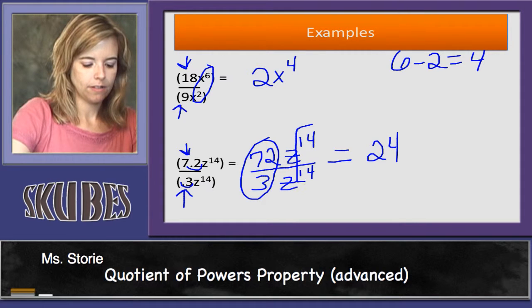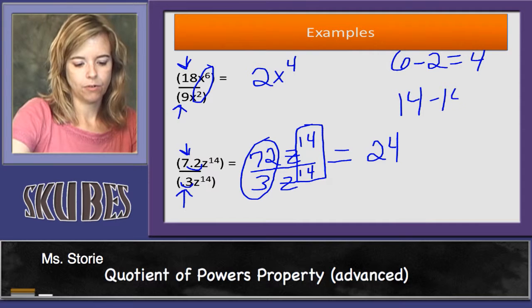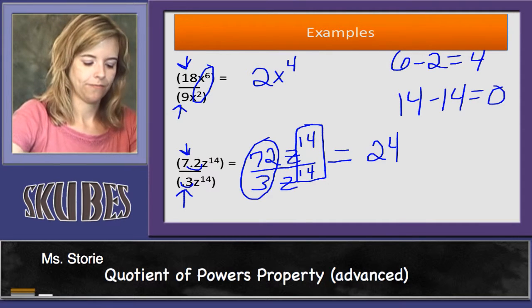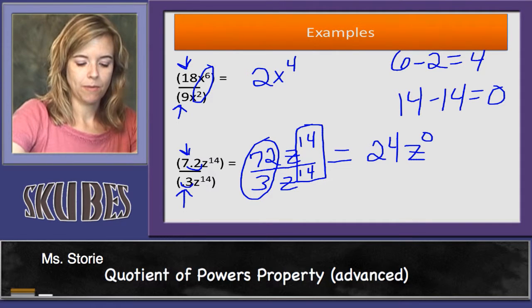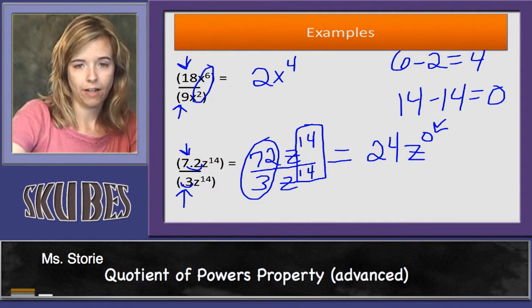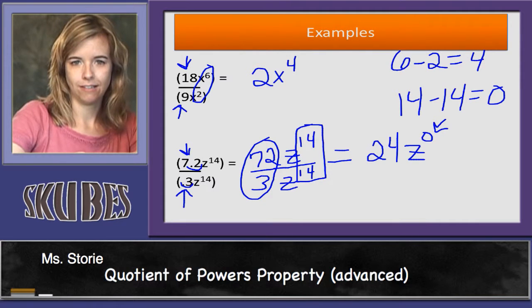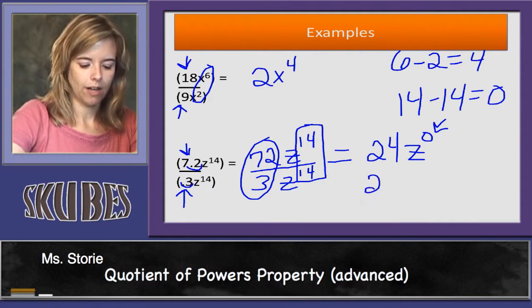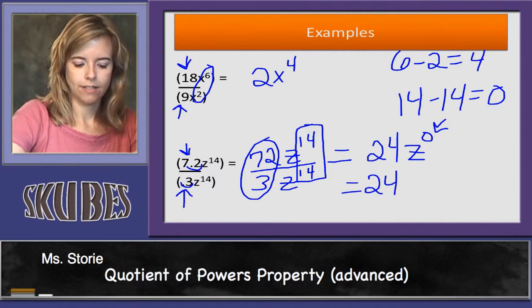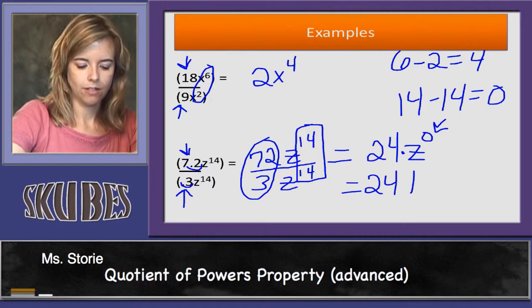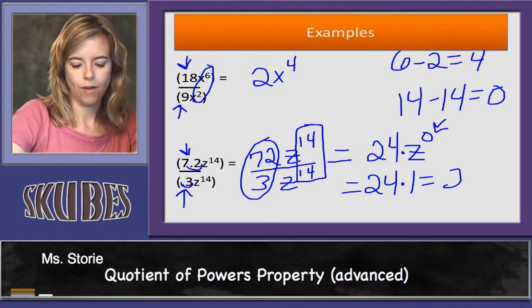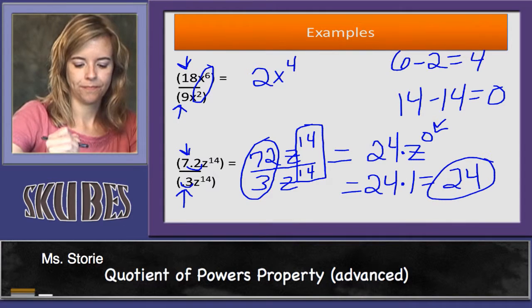And your exponents get subtracted. So you're going to have 14 minus 14, and that's 0. So you have z to the 0 power. That one's special. You should remember that if you have any exponent 0, that really means rewrite the z to the 0 as the number 1. So actually you have 24, and instead of z to the 0, that means 1. These two are touching, so it's actually multiplication, and you have 24 as your final answer.